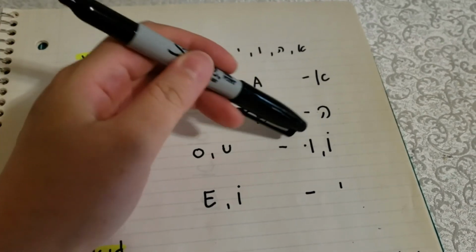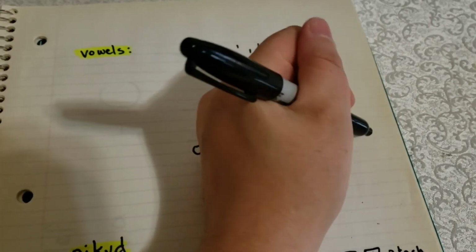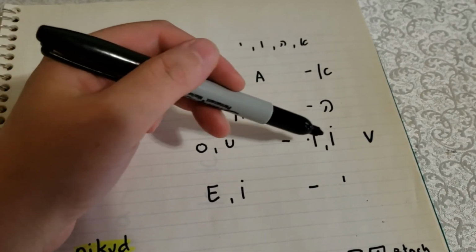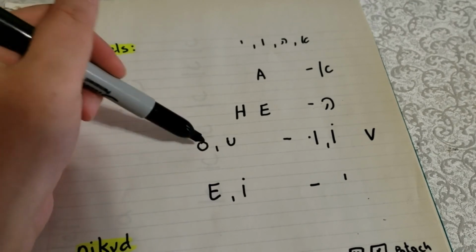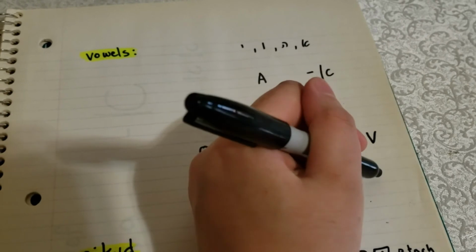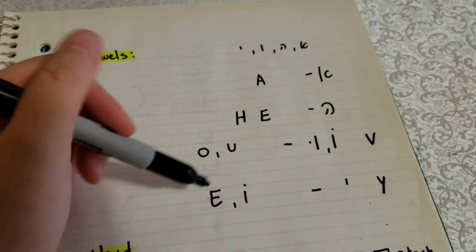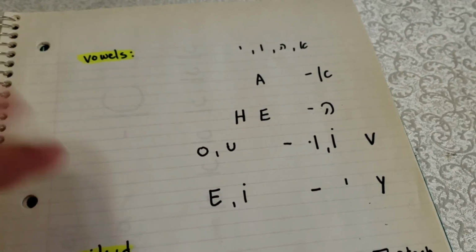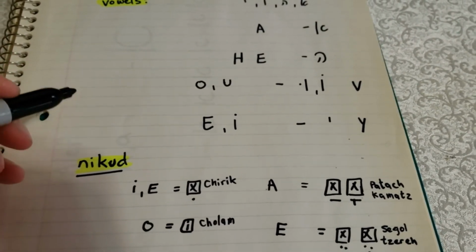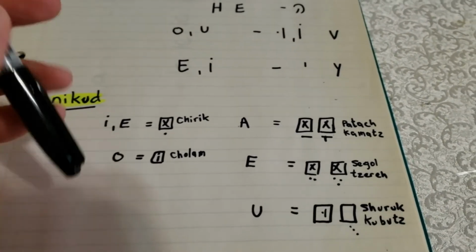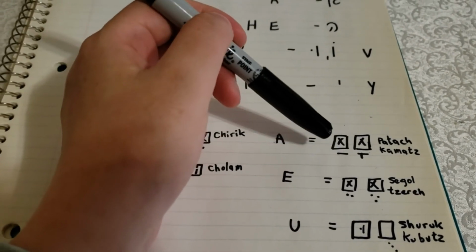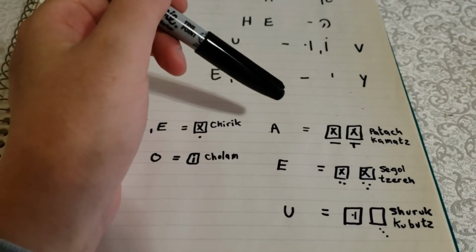Vav, remember how I told you Vav is like a V? But when you put it next to letters, it becomes, with dots, I'll talk about the dots in a second, either O or U. And then Yud, which I told you was a Y, could be either I or E. So what are the nekudot? Nikud means when you put different symbols or dots under letters, it gives the letter the sound. It gives it a vowel.